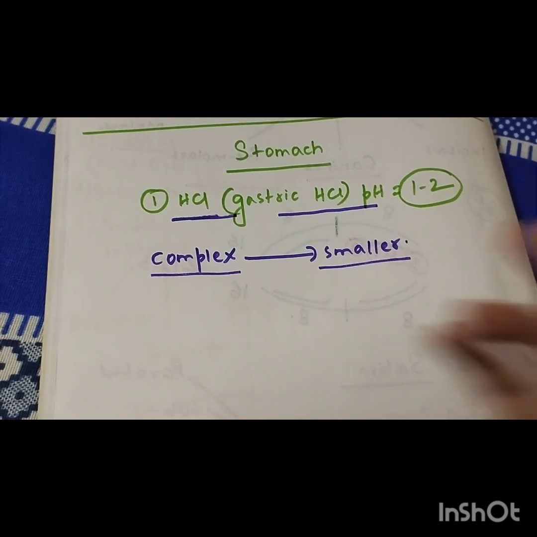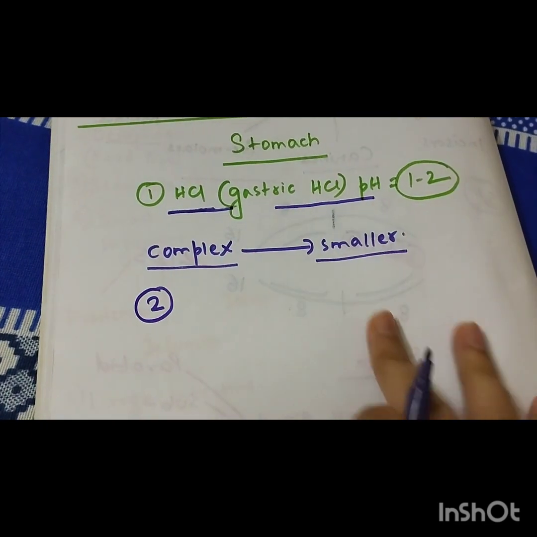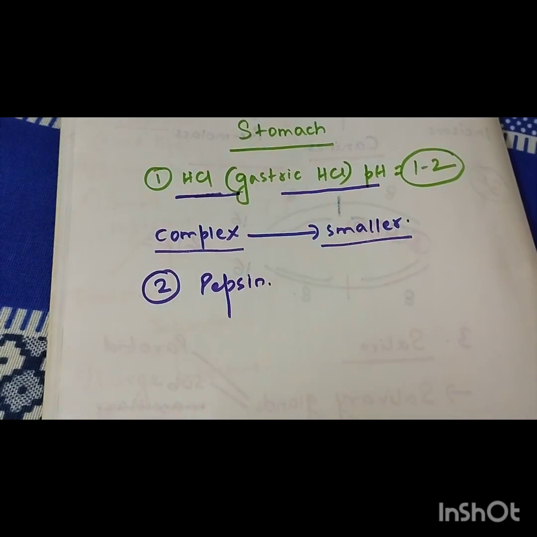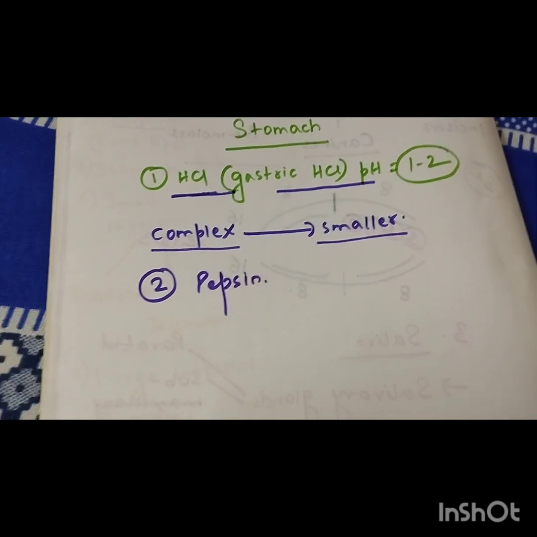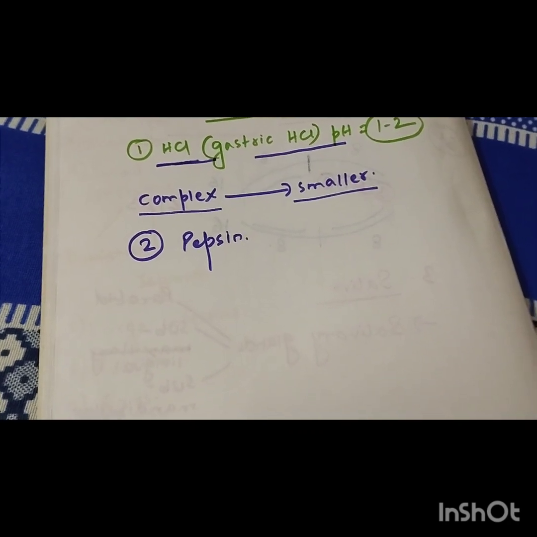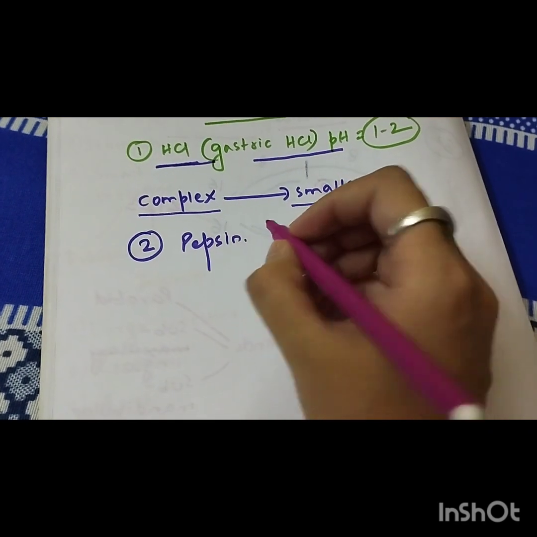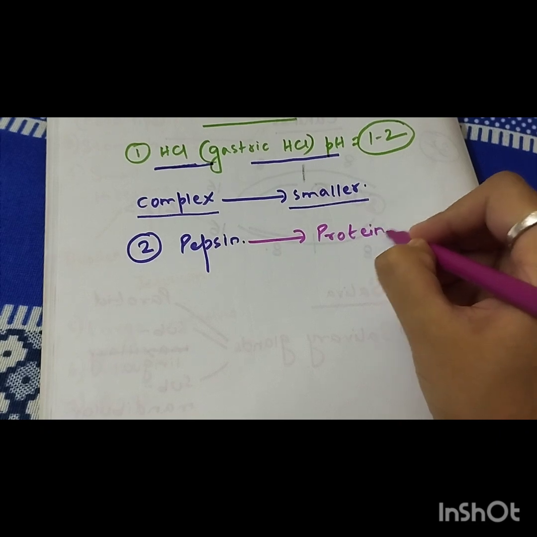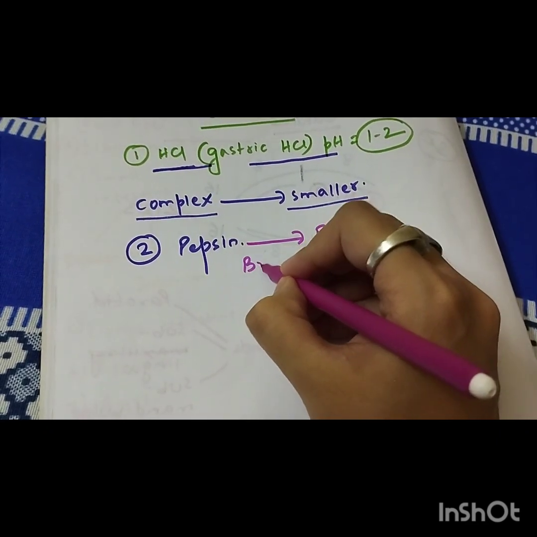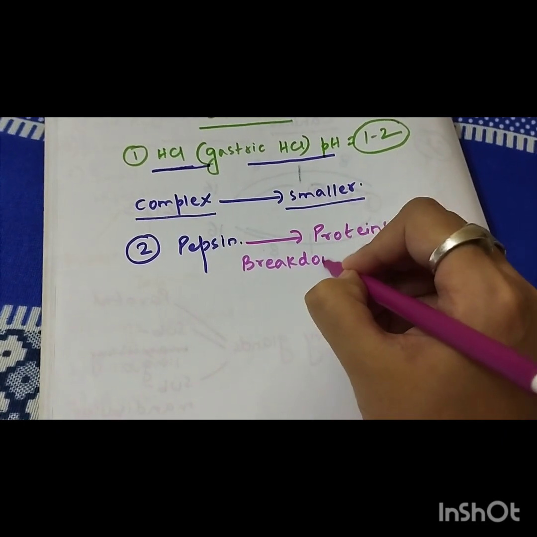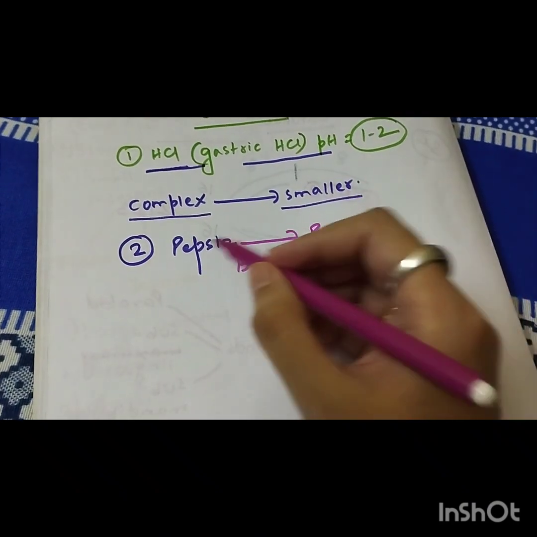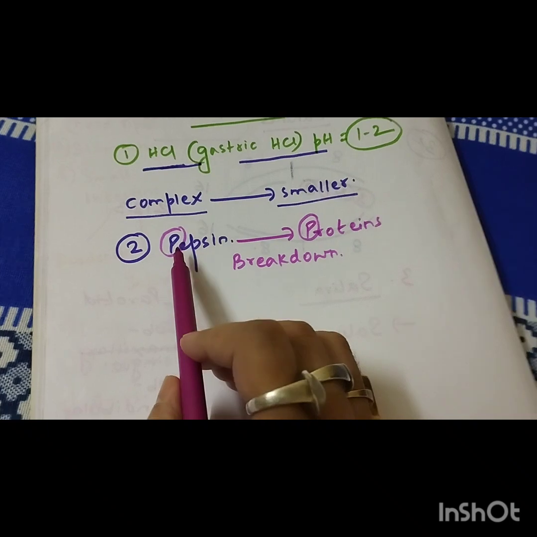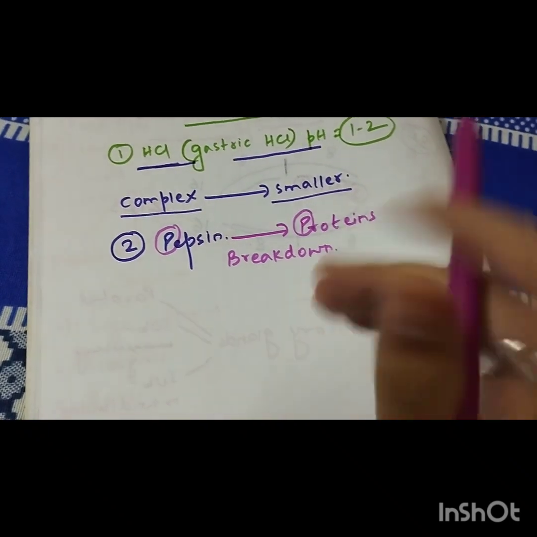Okay, so next, one more thing secreted in the stomach is known as pepsin. Pepsin is an enzyme that helps in the breakdown of proteins. There is a trick for this: pepsin starts with P, protein starts with P. So pepsin is used for the breakdown of proteins.